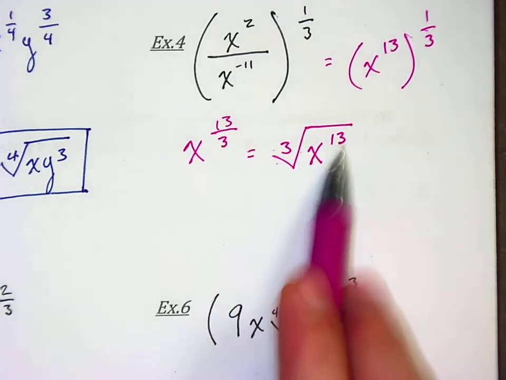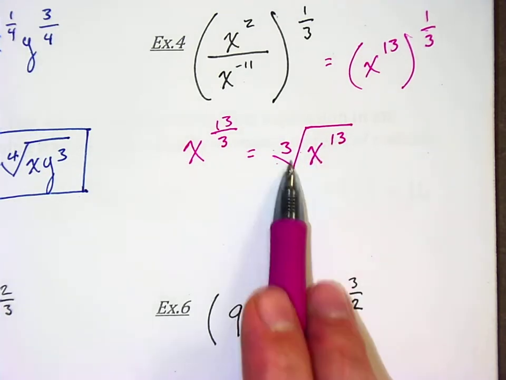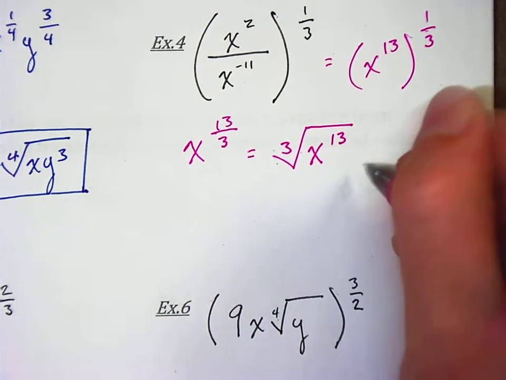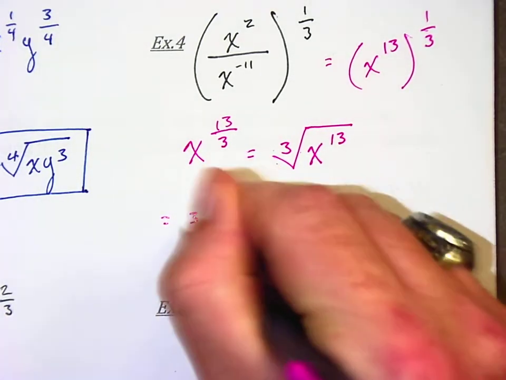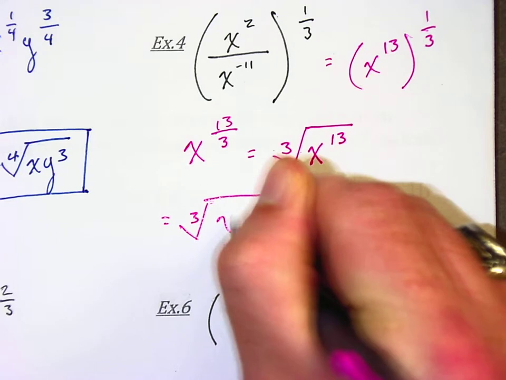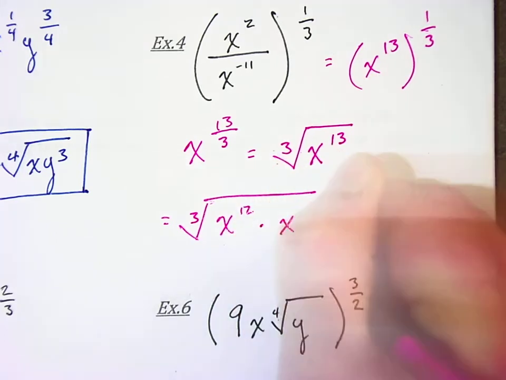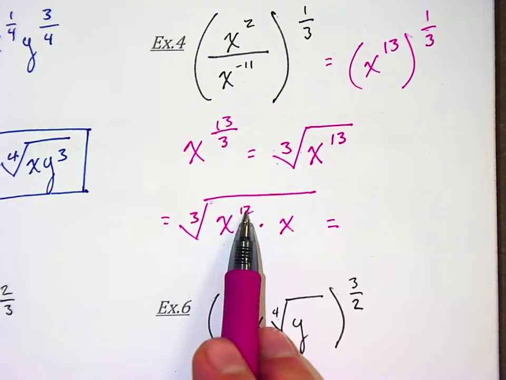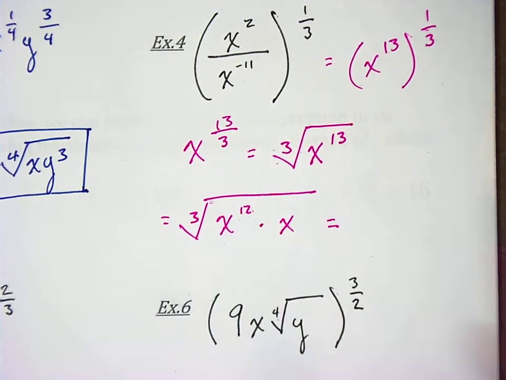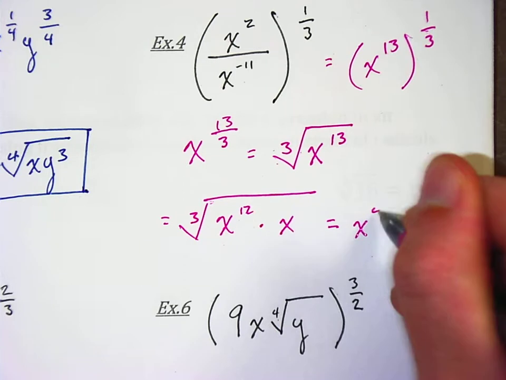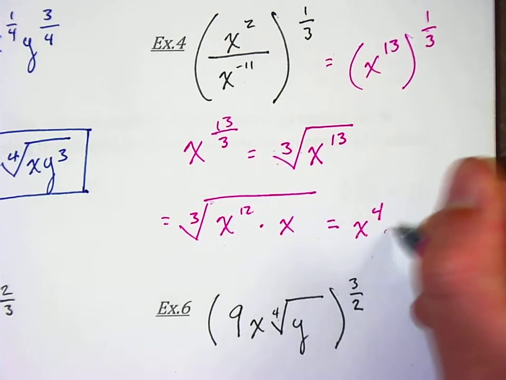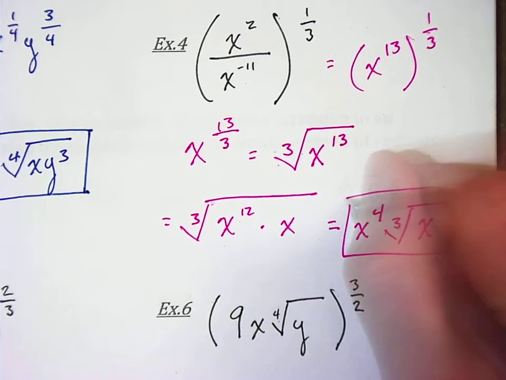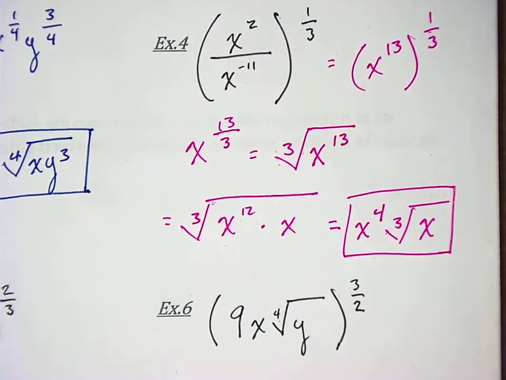Okay, so then we want to break x to the 13th down to where I can take cube roots out of it. So this is going to be the cubed root of x to the 12th times x. Okay, x to the 12th would be x to the 4th cubed. So I'm pulling out an x to the 4th with an x left inside the radical.